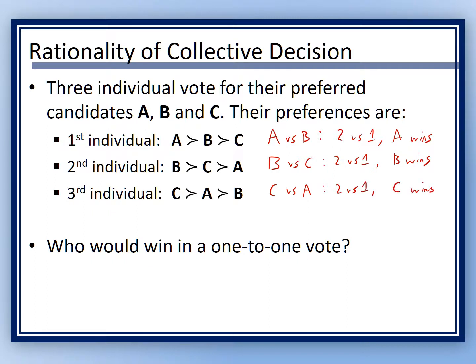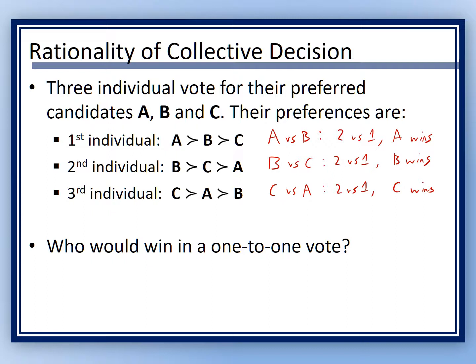Okay. So now, can you tell me what does this group of people actually prefer the most? Do they like A over B? Yes. Do they like B over C? Yes. Do they like C over A? Yes.